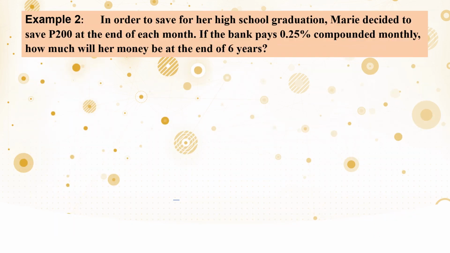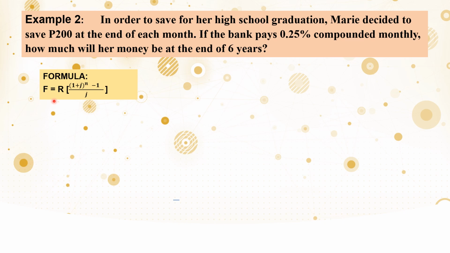Example number 2. In order to save for her high school graduation, Marie decided to save 200 pesos at the end of each month. If the bank pays 0.25% compounded monthly, how much will her money be at the end of 6 years? So what is being asked in the problem is how much money at the end of 6 years. So it is the future value.